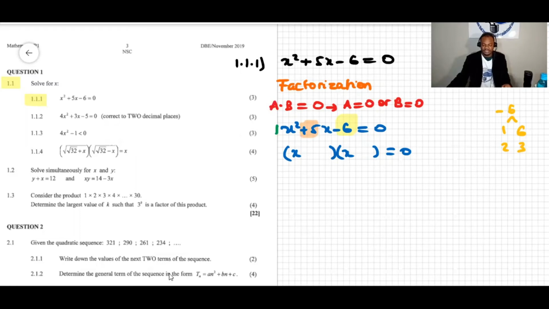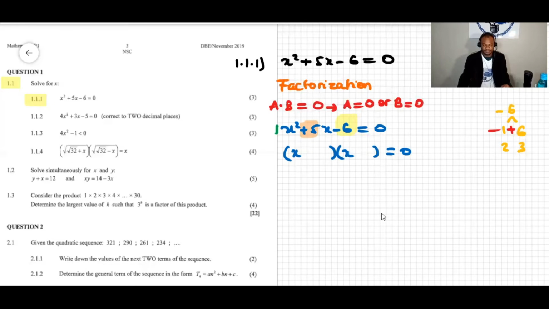If we do positive 2 and positive 3, of course they will sum up to positive 5. But positive 2 times positive 3 doesn't make -6. So it's not the right couple to select. So we are left with 1 and 6. We can get positive 5 if we do -1 and plus 6, and they can also make -6 because -1 times positive 6 makes -6.